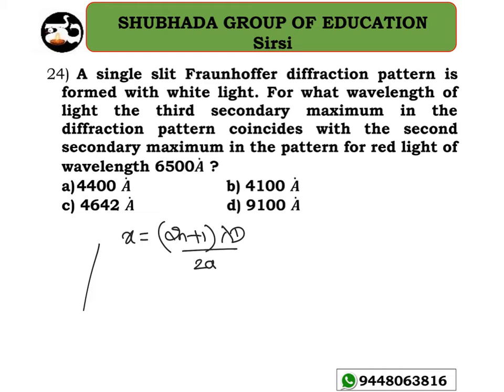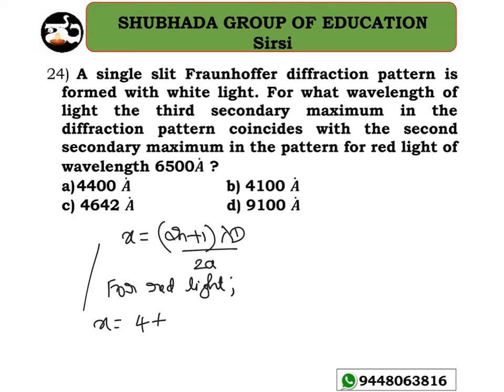So they have given it for red light. For red light the wavelength is given as 6500 angstrom. For red light, as you know, x is equal to (2 into 2 plus 1), the second secondary maximum. Third, in a sense, 2, exactly 2 it is now.